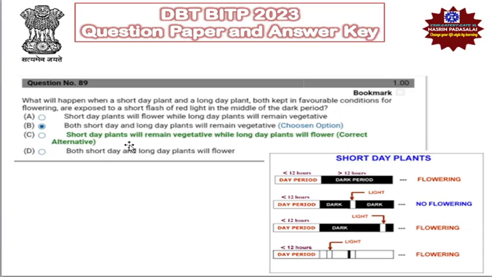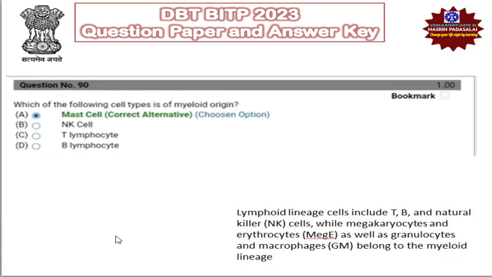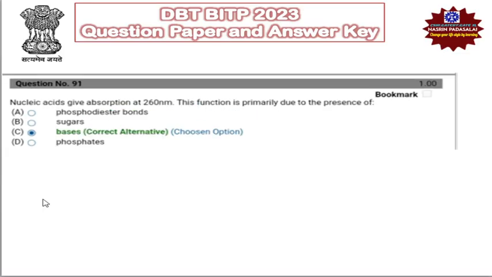So short day plant will remain vegetative, while long day plant will be flowering. Okay. The next question, which of the following cell types is of myeloid origin? So lymphoid lineage includes T cell, B cell, NK cell, while megakaryocytes, erythrocytes, granulocytes and macrophages belong to this myeloid origin. The correct answer for this question is mast cell.